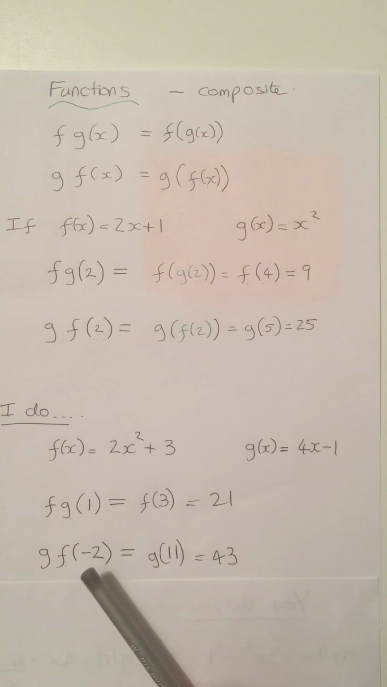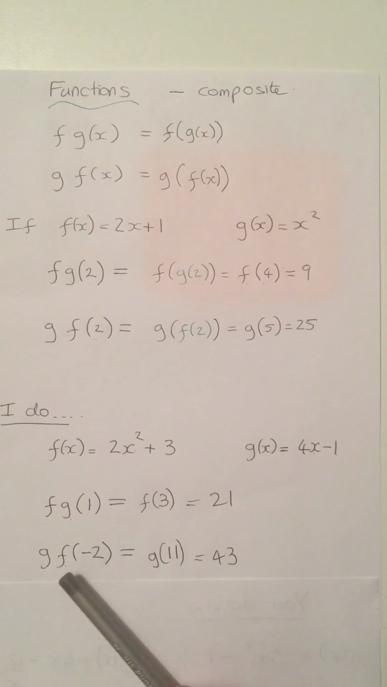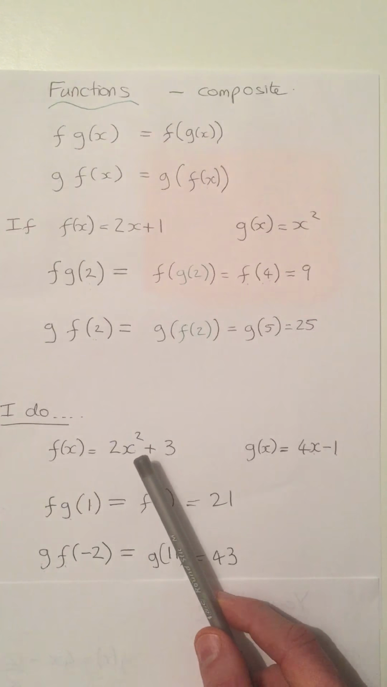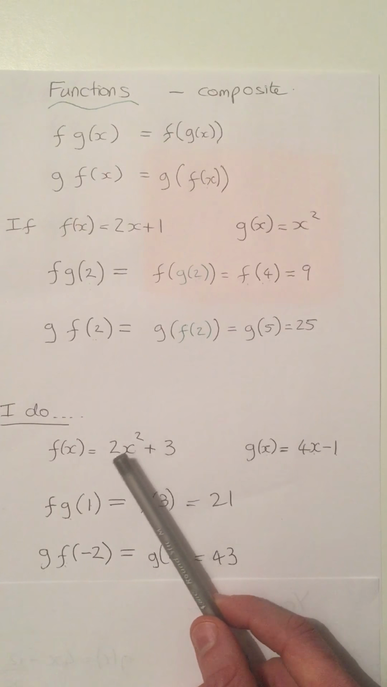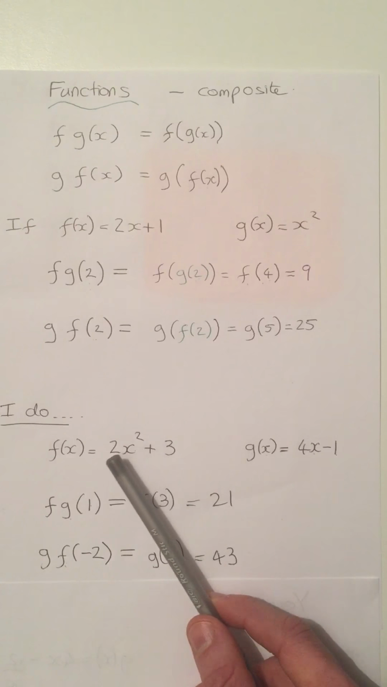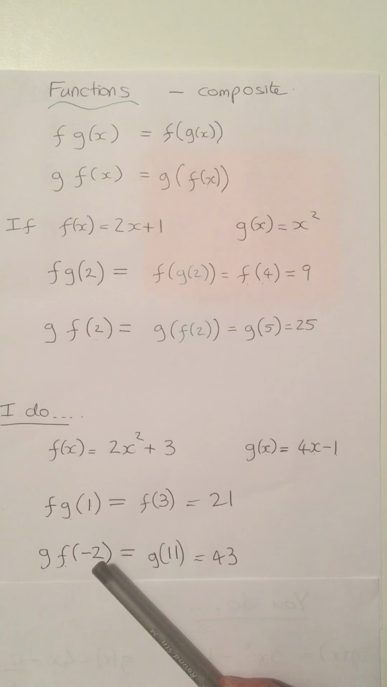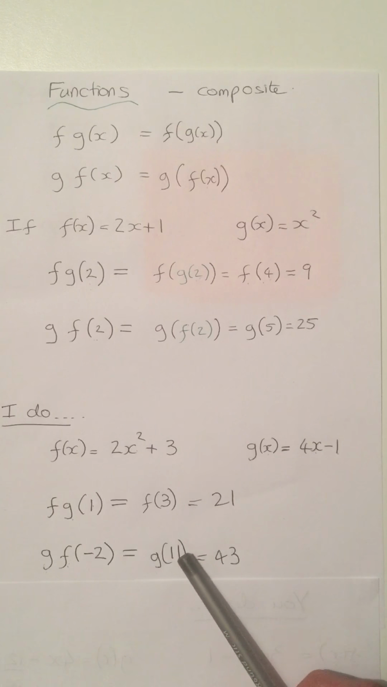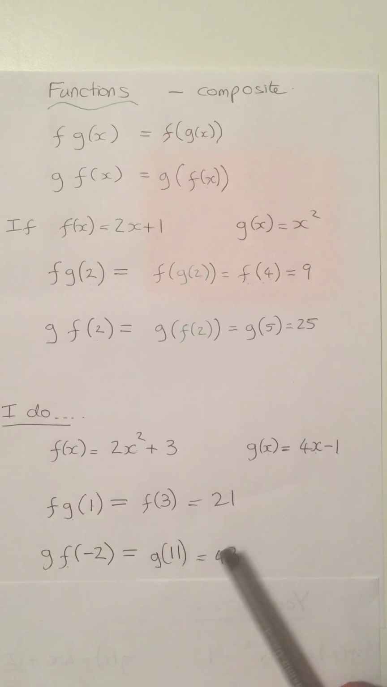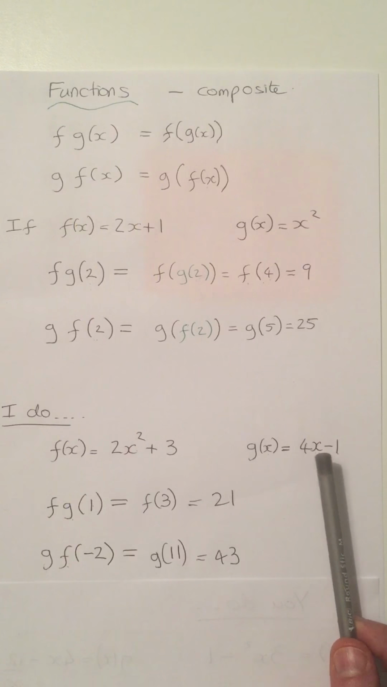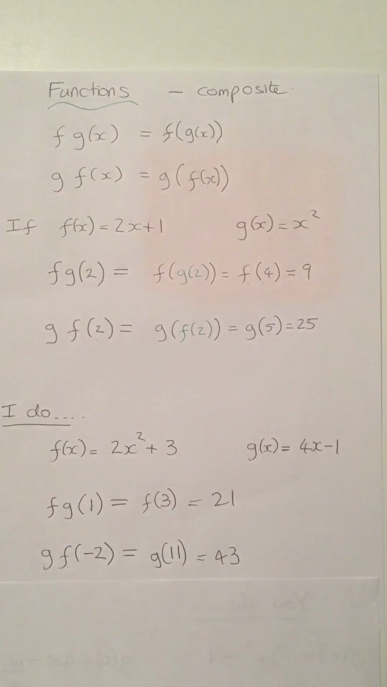Now gf of minus 2. So I'm substituting minus 2 into the f function first. So I'm putting minus 2 in here. Minus 2 squared is 4, times 2 is 8, plus 3 is 11. So f of minus 2 is 11. I am then going to substitute the 11 into the g function. So 4 times 11 is 44, minus 1 is 43.